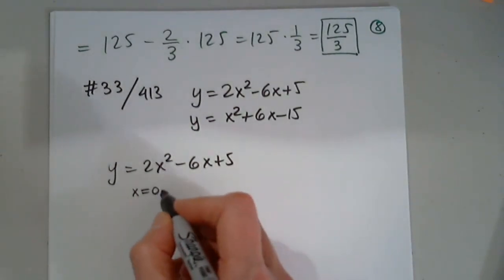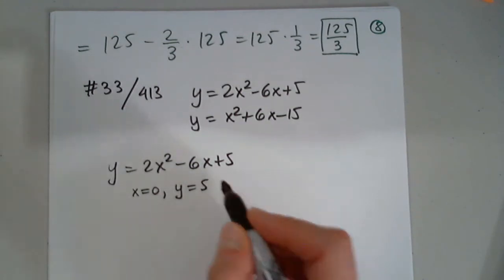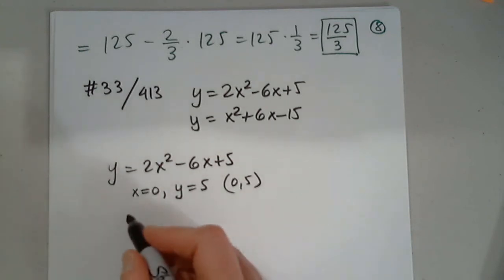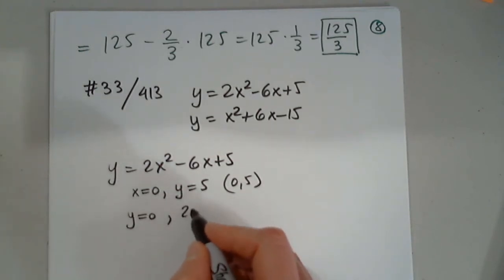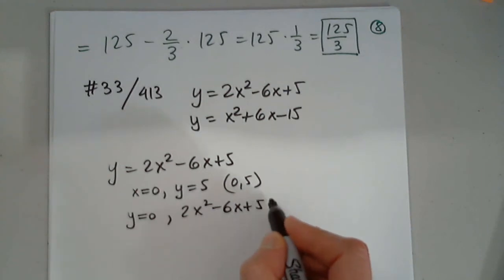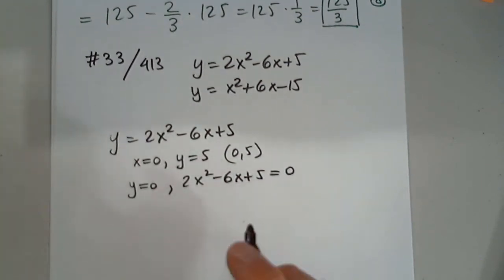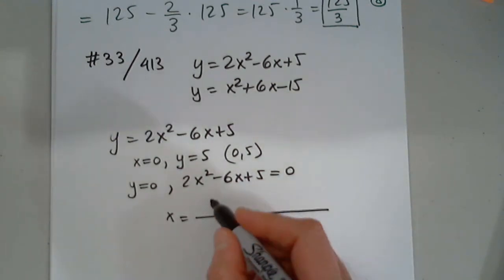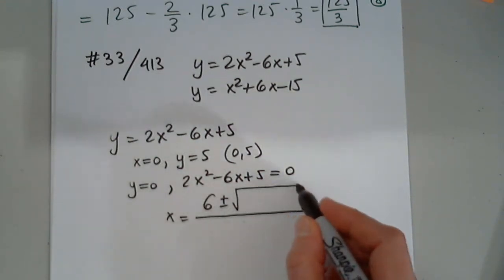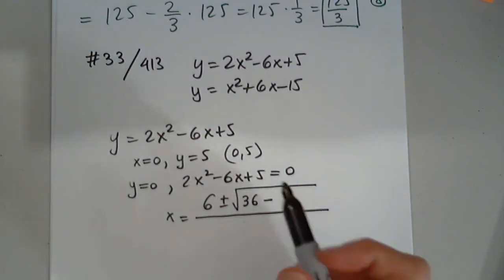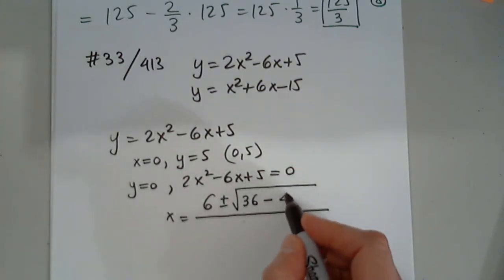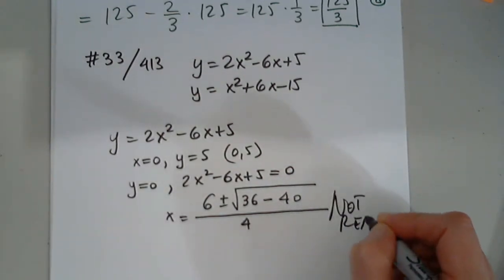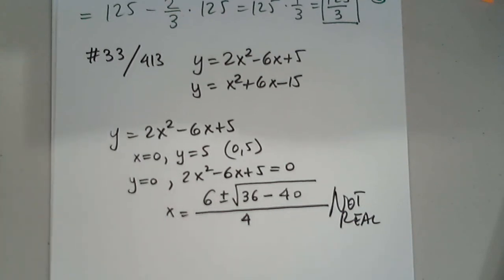When x is 0, I get y equals 5. So that's the y-intercept. Now when y is 0, I get 2x squared minus 6x plus 5 equals 0. I have to use the quadratic formula. Negative b plus or minus the square root of b squared minus 4ac, over 2a. The discriminant is negative, so these are not real numbers.